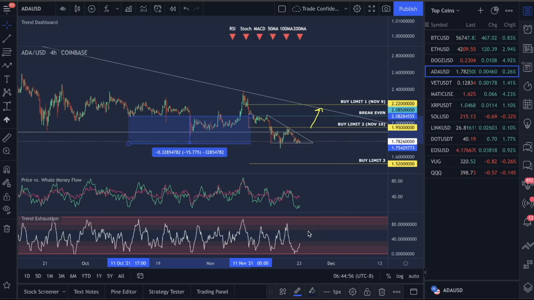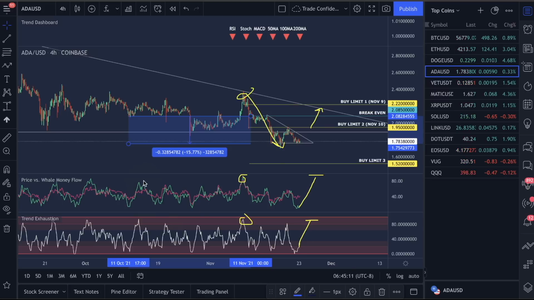I'm going to be calling an exit, and most likely that'll be pushing us into the top red section of the trend exhaustion and the whale money flow, which is where you guys need to be watching for drops. What happened last time we got to the top red sections up here? We ended up seeing huge drops, and we were able to call the market drop in here.